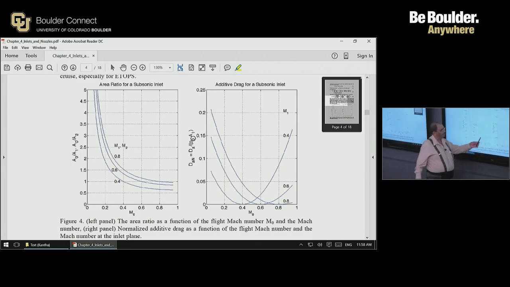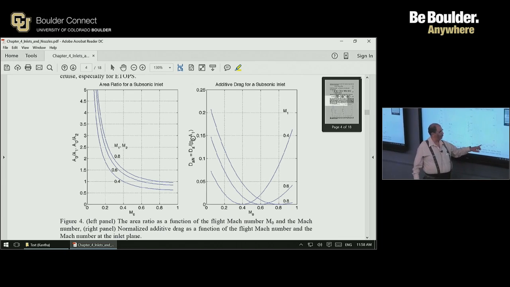So the additive drag normalized suitably looks like this. For example, if you're traveling at Mach number 0.4, and the Mach number at the inlet is also 0.4, there is no additive drag. In other words, if M0 is equal to M1, there is no additive drag. Simply because M0 is not equal to M1, in most cases, you have additive drag.